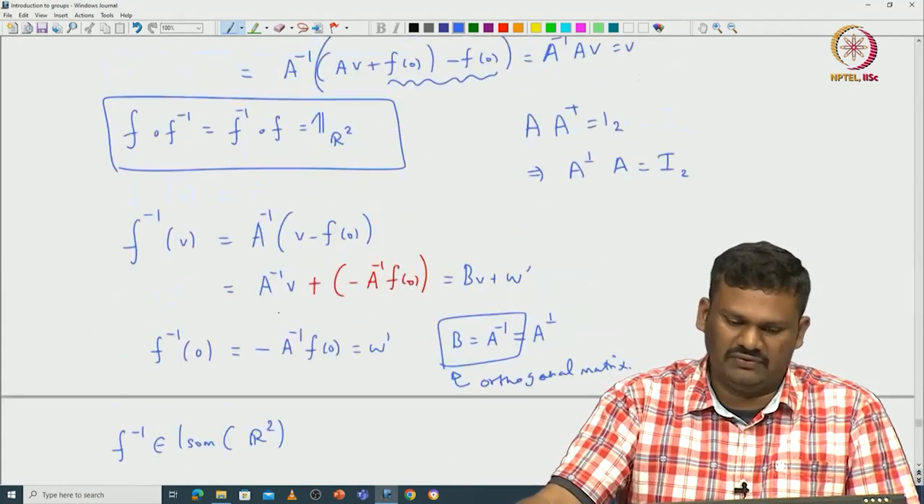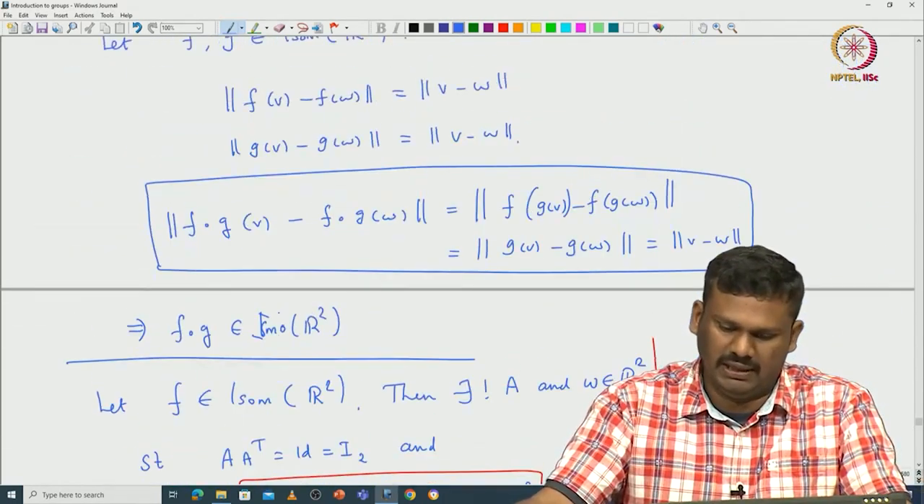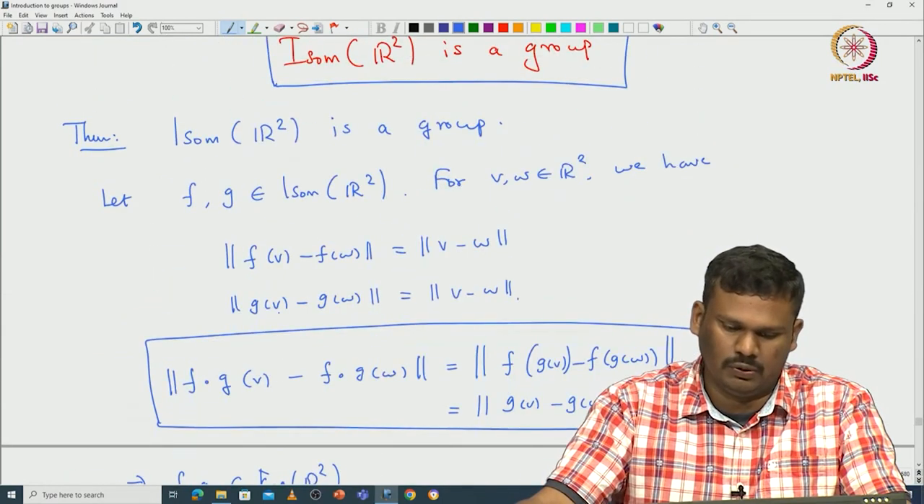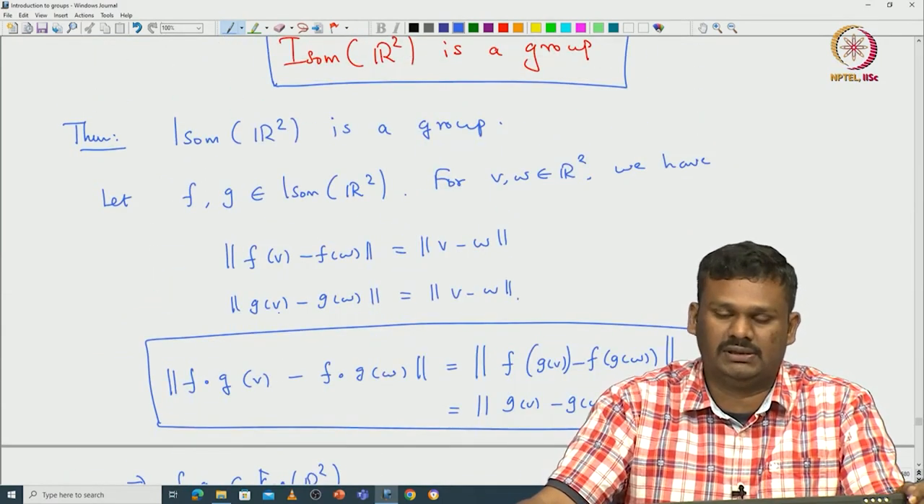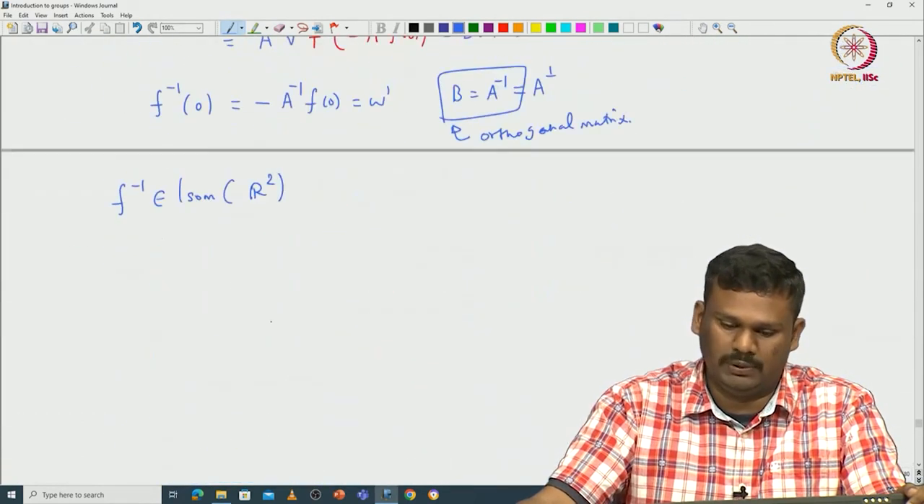So now we have checked the closure property, associativity comes for free, the identity element is there, and we also proved that given any F there exists an inverse. So that proves isometries of R2 is indeed a group.